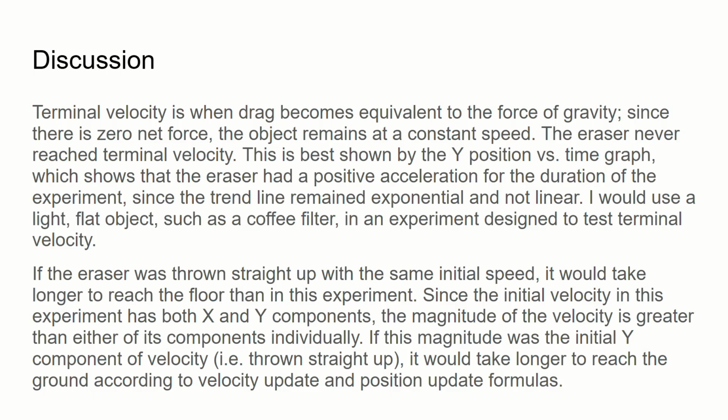So if the eraser was thrown straight up with the same initial speed, it would take longer to reach the floor than in this experiment. Since the initial velocity had both x and y components, the magnitude of the velocity would be greater than either of the components. So therefore, the magnitude being used completely in the y direction would be higher than the components of the y direction in this experiment. And therefore, it'd just take longer to reach the floor.